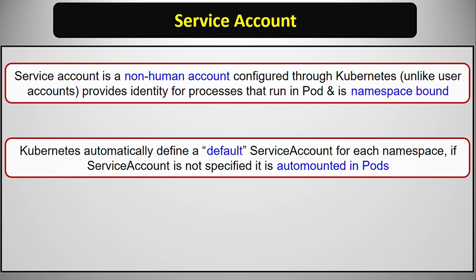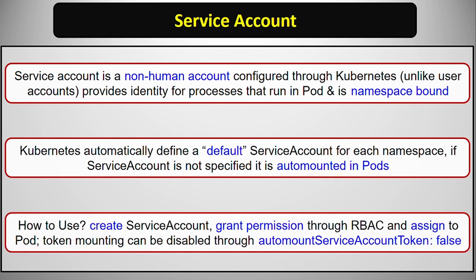Every Kubernetes namespace contains at least one service account, which is the default service account for that particular namespace. If you do not specify a service account when you create a pod, Kubernetes automatically assigns the service account name default in that namespace. In order to use service account, we first create it through kubectl command line.